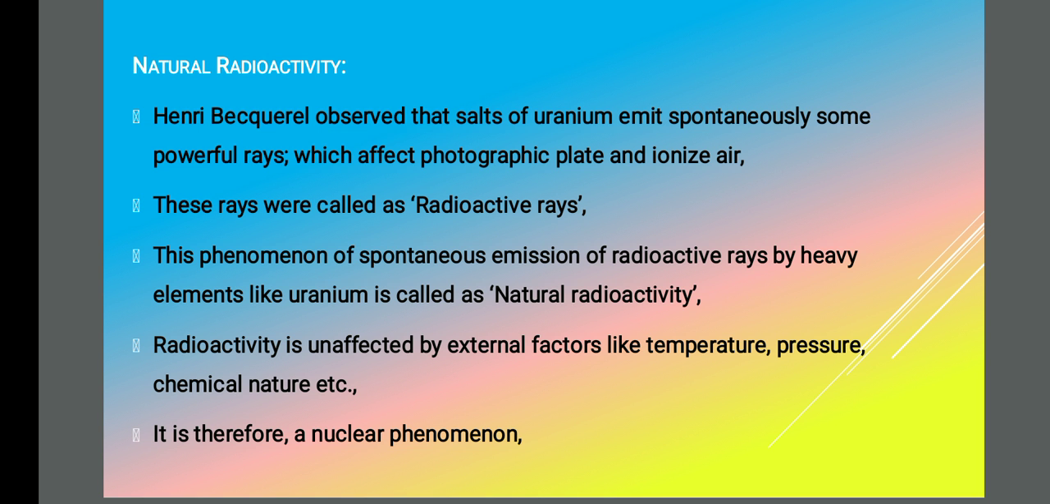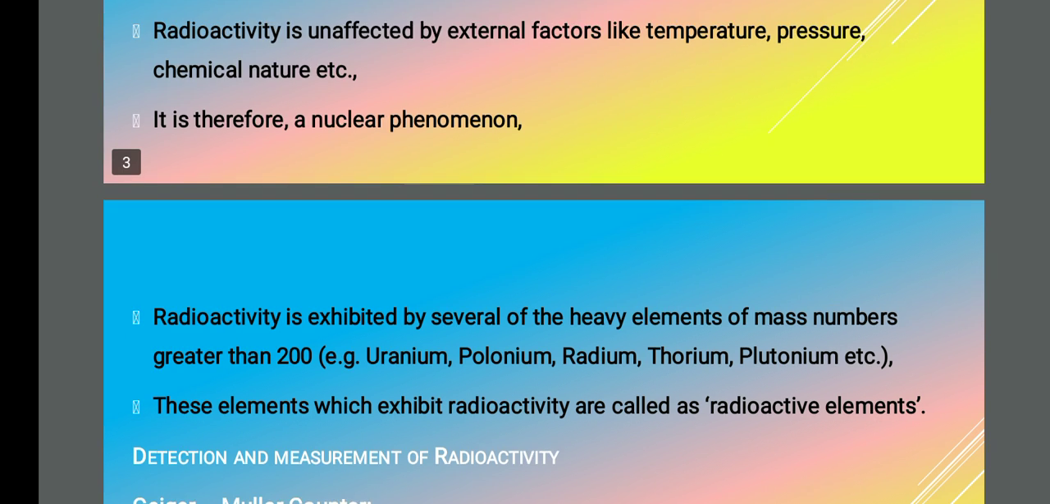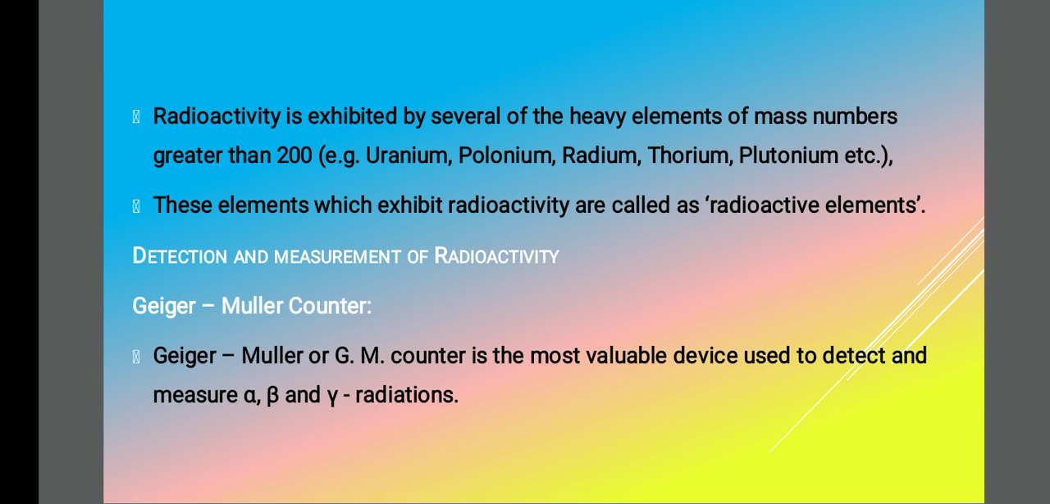Is it okay? And coming to this radioactivity, it is unaffected by external factors like temperature, pressure as well as chemical nature. So it is therefore a nuclear phenomenon. Radioactivity is exhibited by several heavy elements of mass number greater than 200, and a few examples are uranium, polonium, radium, thorium, plutonium, etc. Lots of elements we have, and these elements which exhibit radioactivity are called radioactive elements.